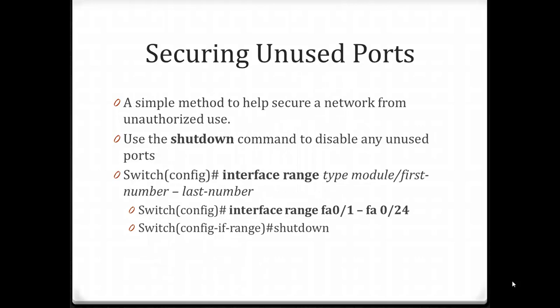Securing unused ports. A simple method to help secure a network from unauthorized use is to secure the unused ports. This is actually a very easy way to lessen the attack surface that you have on your switch, and it only takes a few commands. The easiest way to do this is to use the interface range command. Type in the range of addresses that you want shut down and shut them down. Best practice is to shut down every single interface and then only turn on the ones as they're needed.